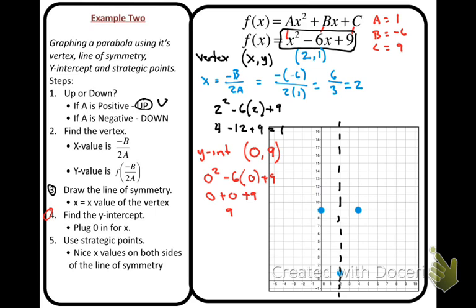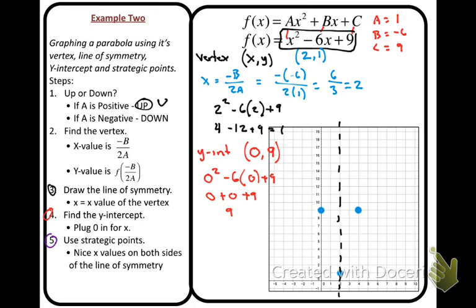And step 5, our strategic point. So remember, you can't pick a value that already has a dot on it, but you want to pick it so it's close within your parabola. You don't want to pick something like -5 because that's going to be way off the graph. And you don't want to pick something like 10 because that's going to be way off the graph as well. But for me, I noticed that 1 doesn't have a value yet, so I'm going to choose 1 to plug in. I'm going to keep it easy for myself.